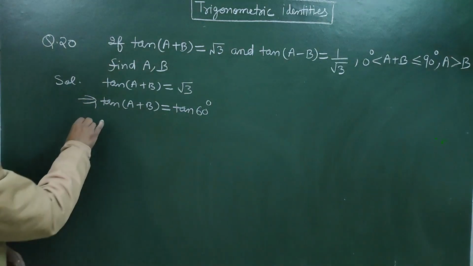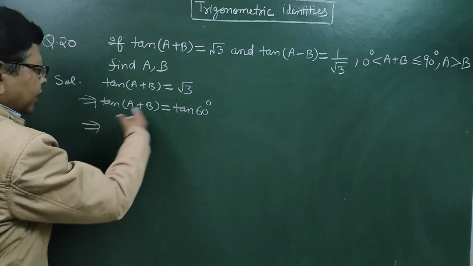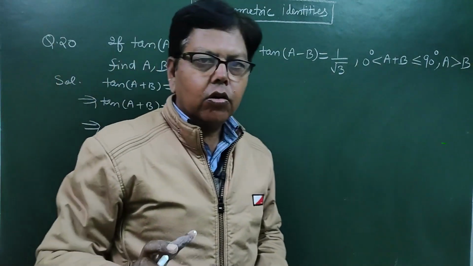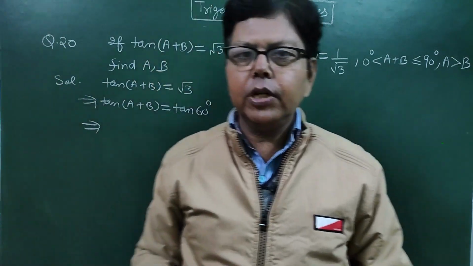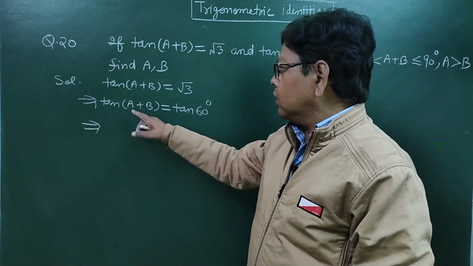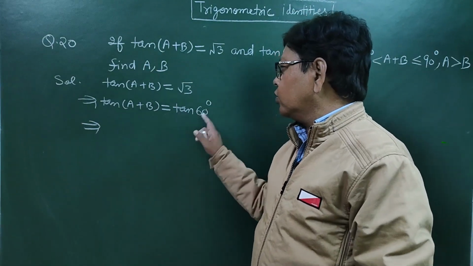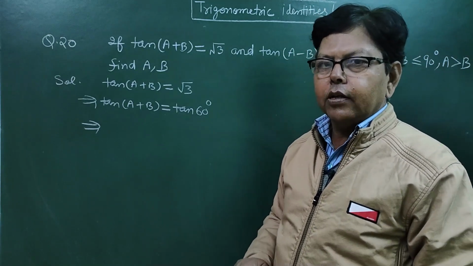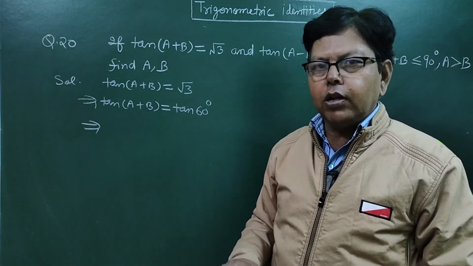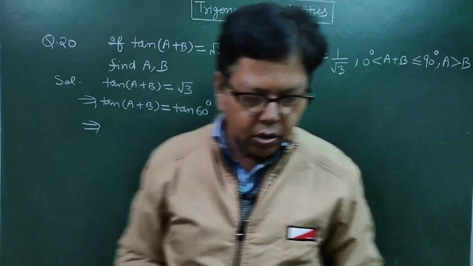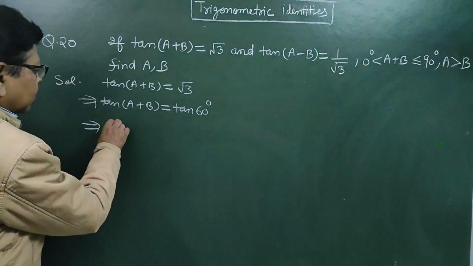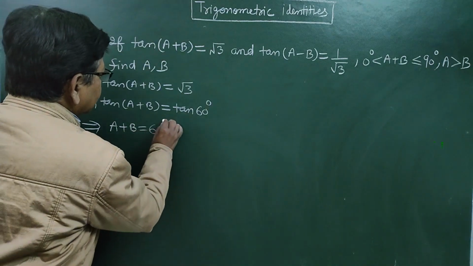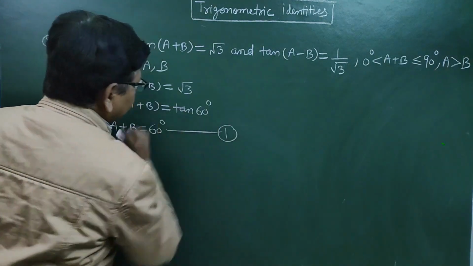This implies that, don't cancel tan and tan, because tan in itself has no meaning unless it is accompanied by the angle. So if the condition is tan x is equal to tan y, you will write x is equal to y. The tangent values are equal if the angles are equal. So I can write that a plus b is equal to 60 degree. This is equation number first.